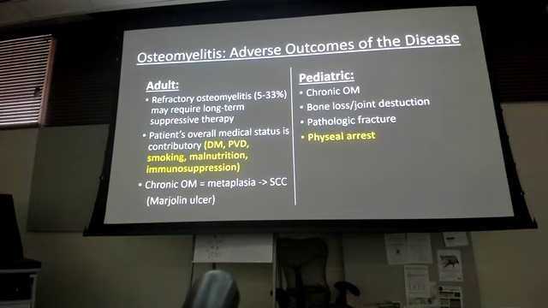So again, diabetes, peripheral vascular disease, smoking, malnutrition, immunosuppression, right? If you're immunosuppressed, we already talked about this, are you more likely to have more serious infections that do not respond well to typical treatment? Yes. That's why there's a whole specialty called infectious disease that exists, right, to treat that stuff. The stuff that just doesn't get better sometimes, okay?